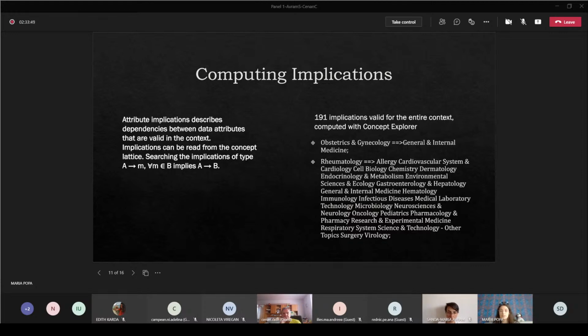And why are they interesting? Because if we find them valid in our context, they could be valid also for other scenarios. So in this case, obstetrics and gynecology imply general and internal medicine. If you think, okay, this is not related just to our context, but it is related to other scenarios too, so it can be useful for applying it to recommendations or for filtering.